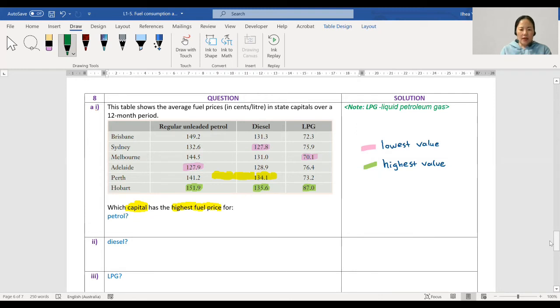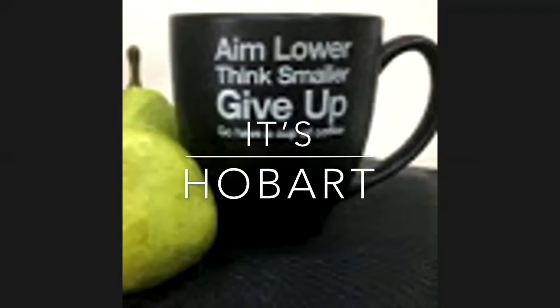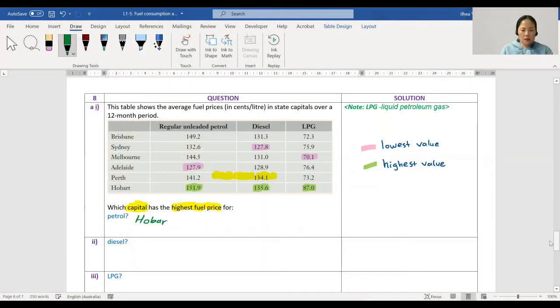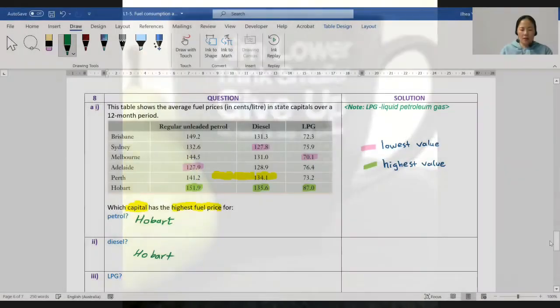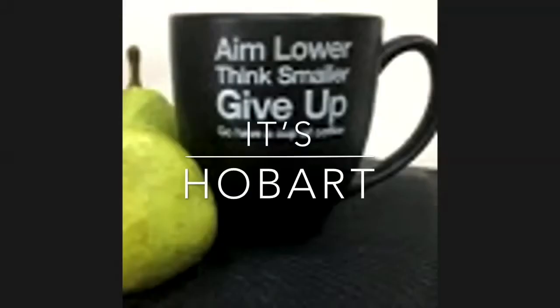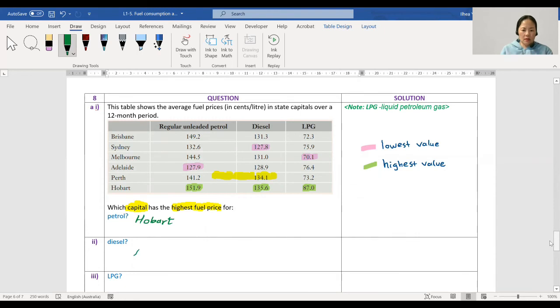So which capital has the highest fuel price for petrol? Hobart. Diesel. LPG. Okay, the winner is Hobart because they're all very expensive.